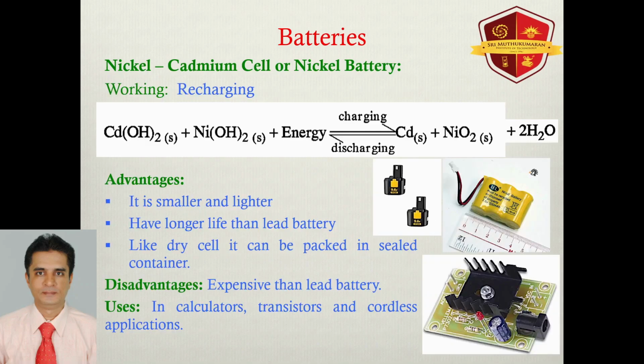Advantages of the nickel cadmium battery: it is smaller in size and lighter, and has a longer shelf life than lead batteries. Like the dry cell, it can be packed in a sealed container. Disadvantage: it is more expensive than the lead battery. It is used in calculators, transistors and cordless applications.